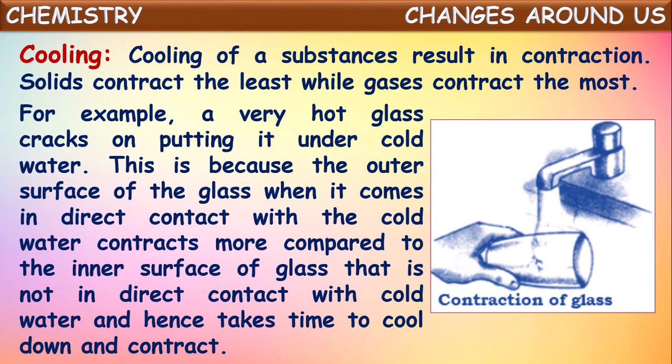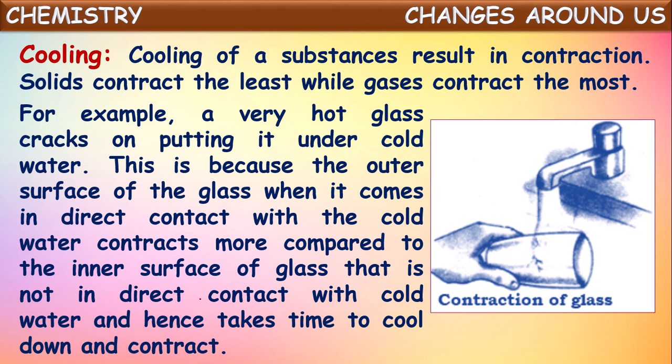If you take a hot glass and keep it under a tap running with very cold water, immediately you can observe certain cracks on this glass. This is because the outer surface of the glass, when it comes in direct contact with the cold water, contracts. We know that on cooling, generally materials contract. So if you bring this hot glass under the cool water, immediately you observe some cracks because the outer surface of the glass which is coming in contact with the cool water immediately contracts.